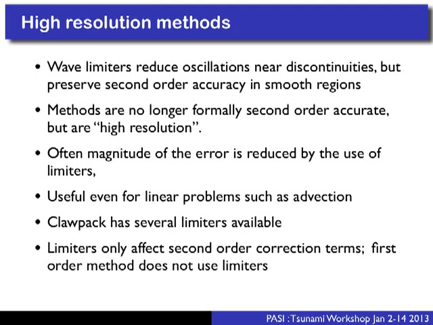So these high resolution methods are useful. Wave limiters reduce oscillations near discontinuities, but they preserve second order accuracy in smooth regions. The methods are not formally second order accurate, but we consider them high resolution. If you did a convergence study on a high resolution method, you would find it's order 1.8, 1.7. The thing to always remember is that if you are doing a convergence study and you're not seeing second order, make sure you haven't left the limiters on, because they will formally degrade the convergence, but in fact can often improve the accuracy. So the magnitude of the error can often be improved.